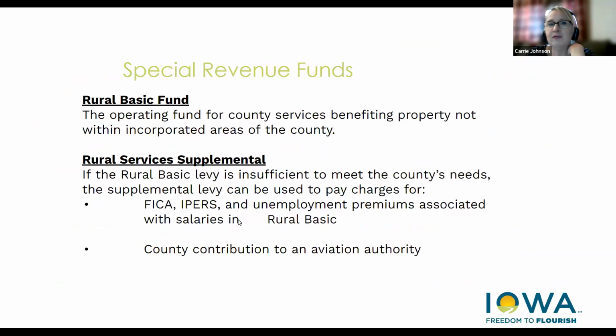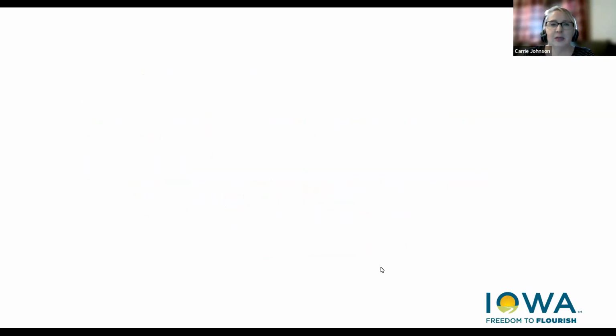So we talked about those funds. I'll give a couple specific examples of special revenue funds. Rural Basic is a special revenue fund because it is intended to benefit property not within the incorporated areas of the county. And Rural Services Supplemental is similar to that in that it's intended, of course, to benefit the non-urban residents of the county. Rural Services Supplemental, FICA and IPERS, for those people that are paid out of Rural Basic, would be the most common example of a use of that special revenue fund.